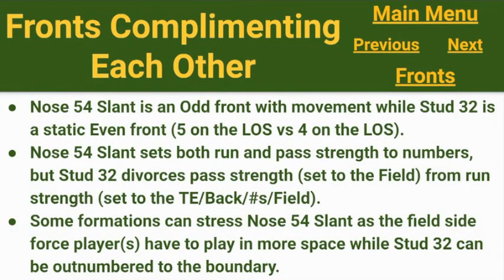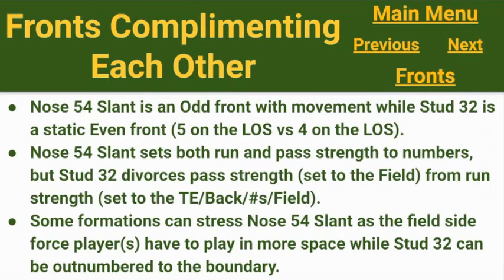In this video, I want to make sure I took time and explained how fronts can and should complement each other. For us, nose 54 slant is a call which is an odd front with movement, while stud 32 is our call to have a static, even front. Nose 54 slant has 5 guys on the line of scrimmage, whereas stud 32 has 4 guys on the line of scrimmage. Nose 54 slant sets both our run and pass strength to the numbers in the formation, but stud 32 divorces the pass strength, which is set to the field, from the run strength, which we're going to set to the tight end and then the offset back and then the numbers and then the field.